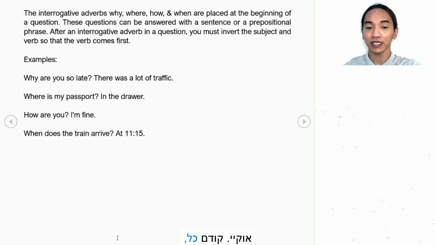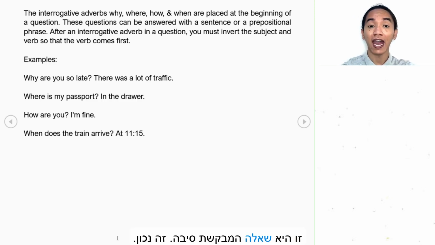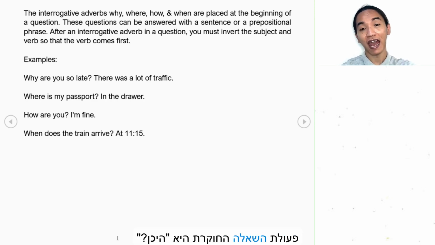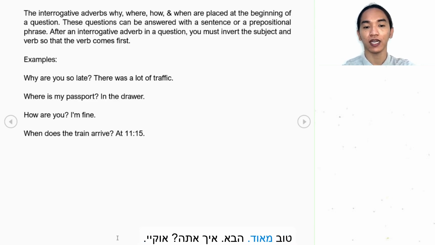Okay, now first, why are you so late? Your interrogative adverb there is why. There was a lot of traffic. So this is an interrogative adverb asking for reason. That's right. Now we also have, where is my passport? In the drawer. Your interrogative adverb is where, which is asking about place or location. Very good. Next one, how are you? Okay. What is your interrogative adverb?